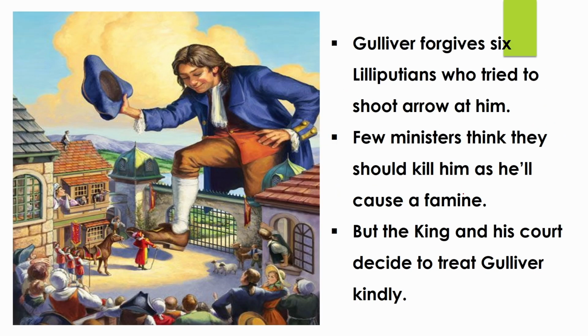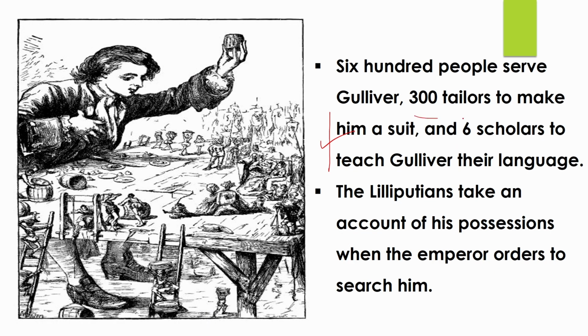They arrange to deliver large amounts of food to Gulliver every morning. The emperor orders 600 people to serve Gulliver, 300 tailors to make him a suit, and 6 scholars to teach Gulliver their language. Every morning, Gulliver asks the emperor to set him free, but the emperor refuses. The emperor also orders to search him.